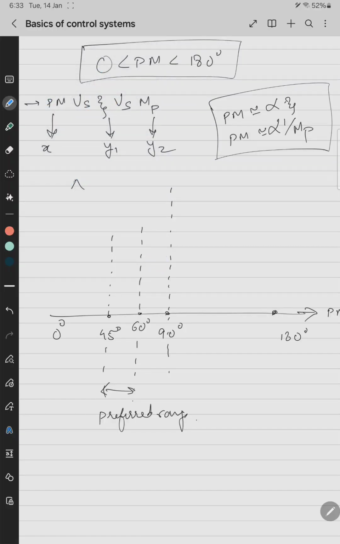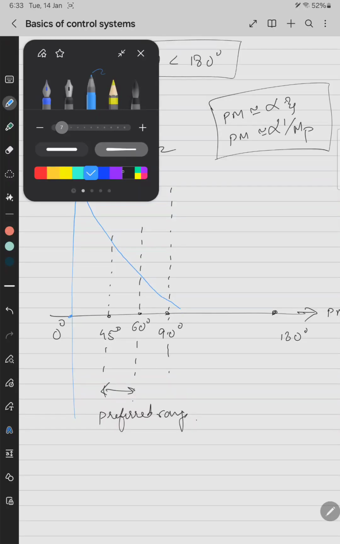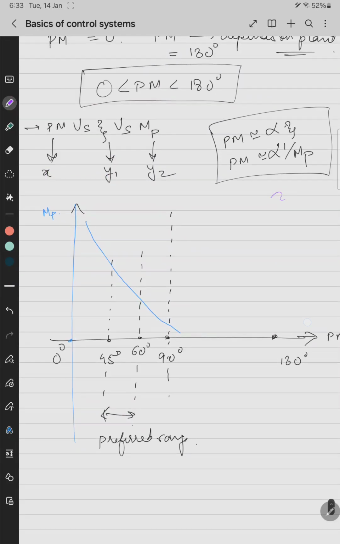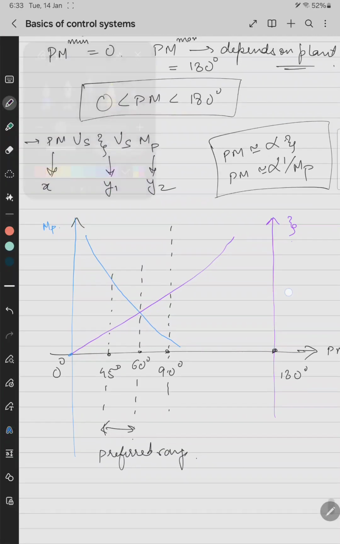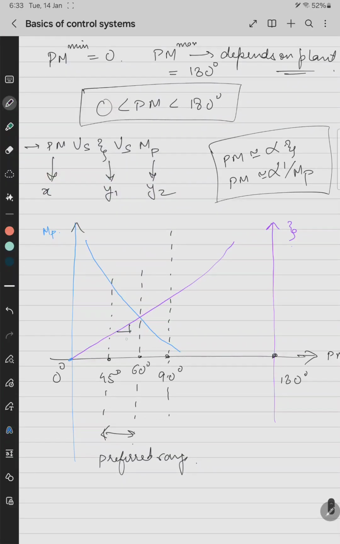Let me do this color. This is 0 degrees. This is MP. So MP versus phase margin falls like this. It falls, and for zeta, it rises like this. So this is almost constant, almost linear in this range.